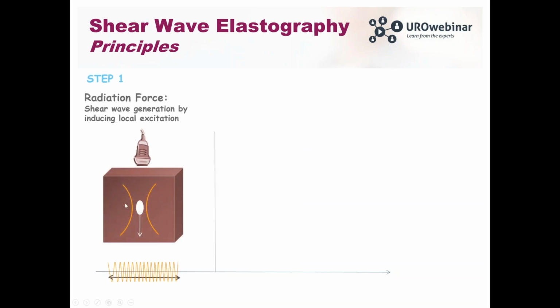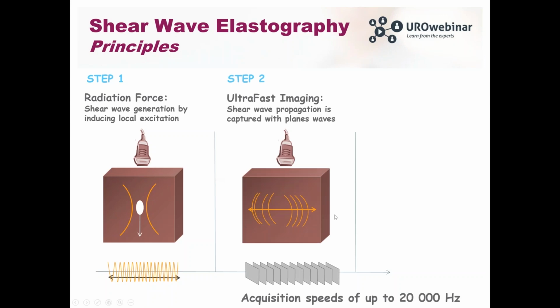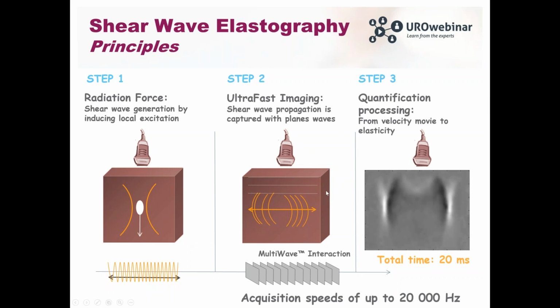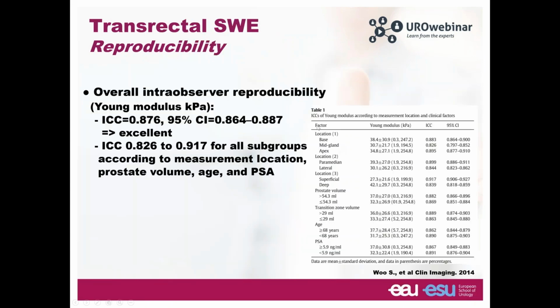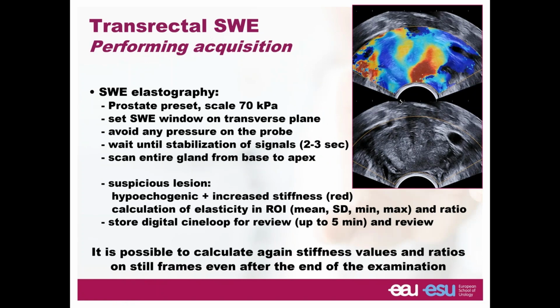So clearly, step one, create a radiation force. Step two, image the propagation of the shear wave. And step three, get the appropriate quantification process with a color map reflecting the stiffness of the tissue. And what is very interesting is that this technique exhibits a very good reproducibility wherever you are in the prostate, at the base, at the midgland, or at the apex.